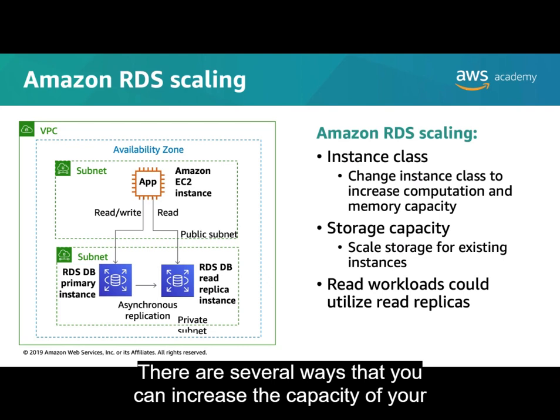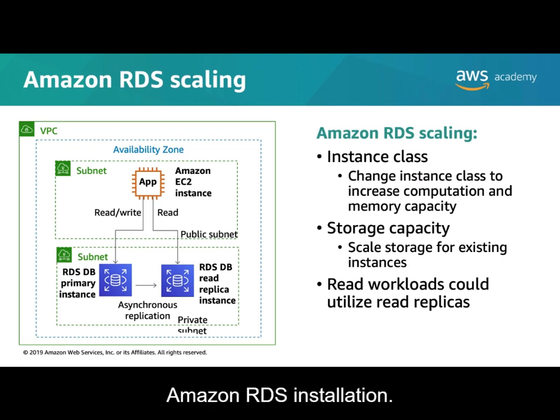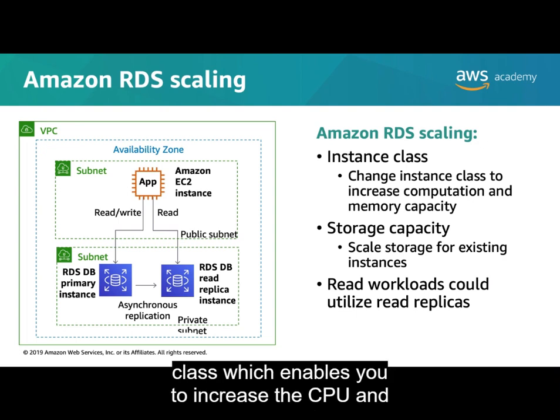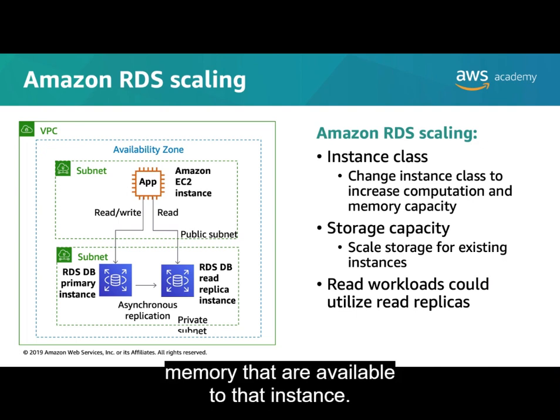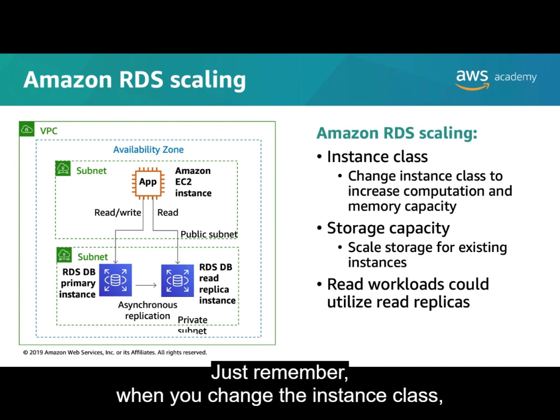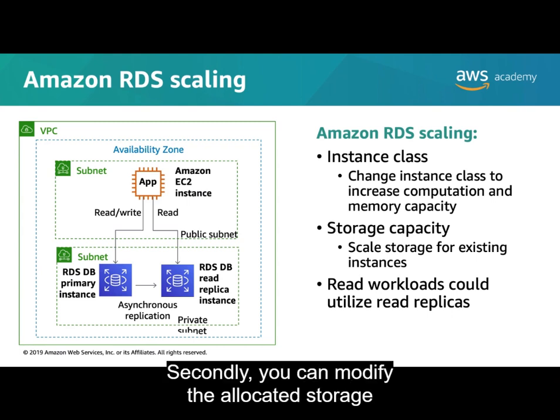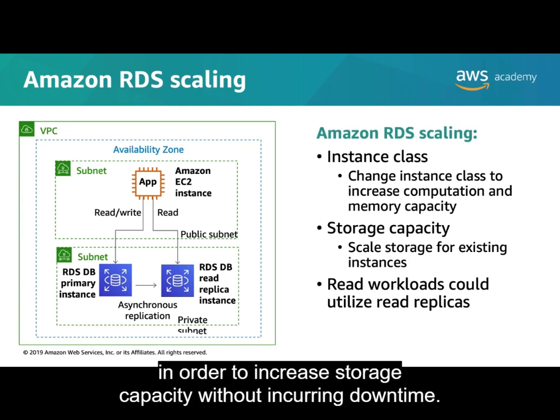There are several ways that you can increase the capacity of your Amazon RDS installation. First, you can increase the capacity of a database server by changing its instance class, which enables you to increase the CPU and memory that are available to that instance. Just remember, when you change the instance class, there will be some downtime. This is also known as scaling vertically. Secondly, you can modify the allocated storage in order to increase storage capacity without incurring downtime.